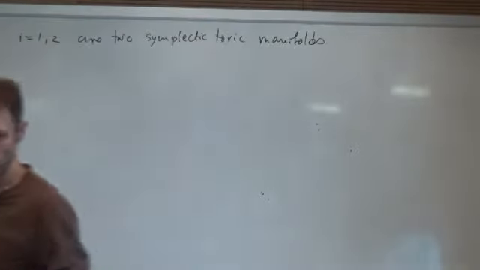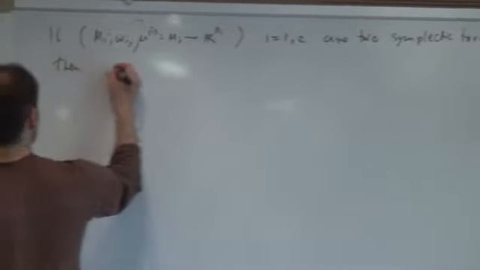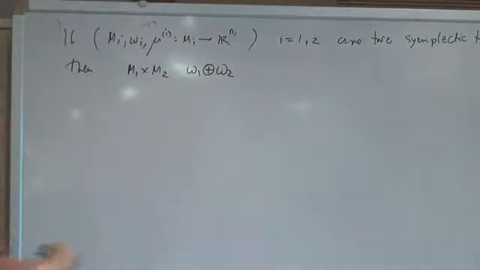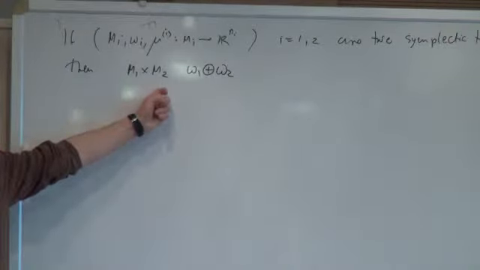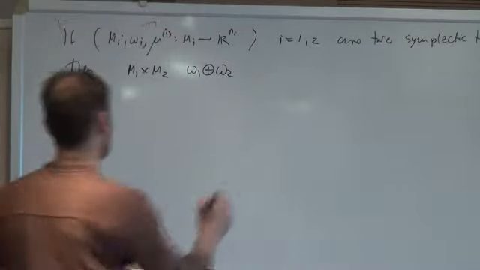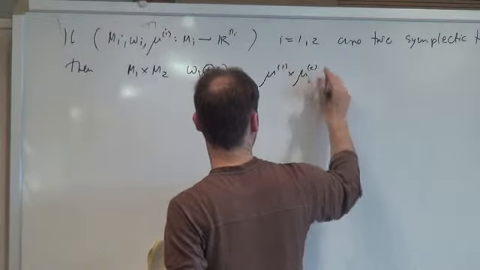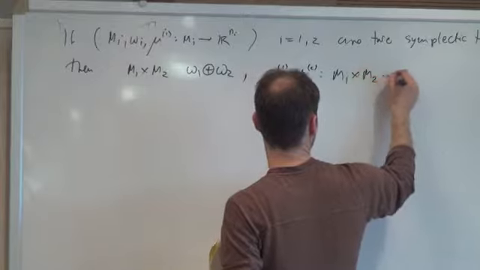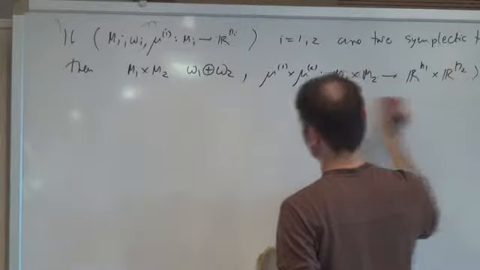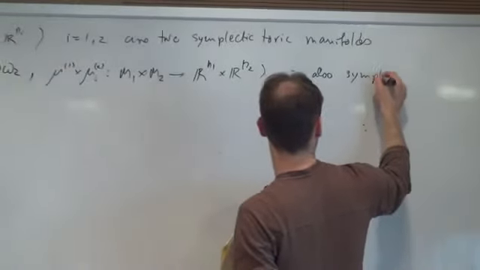So 1 is, then I can take their product. So this circle plus means I take the forms on each of the factors, pull them up, and add them up. I'm suppressing the projection, pullbacks by the projection maps. Is also symplectic toric.